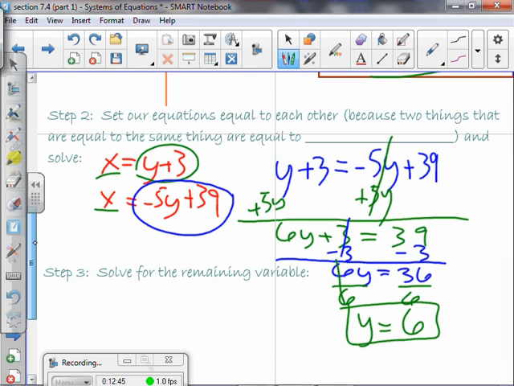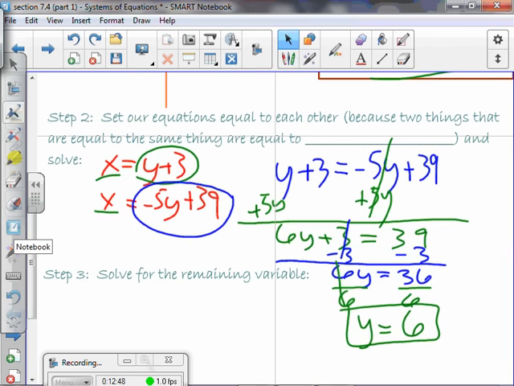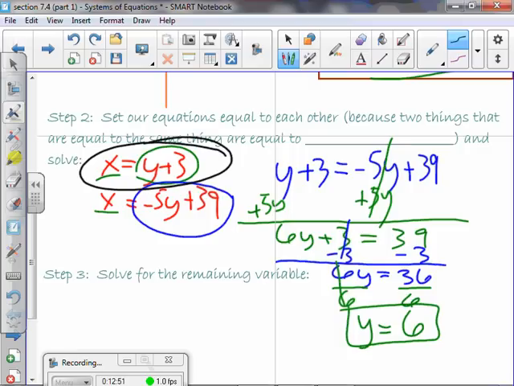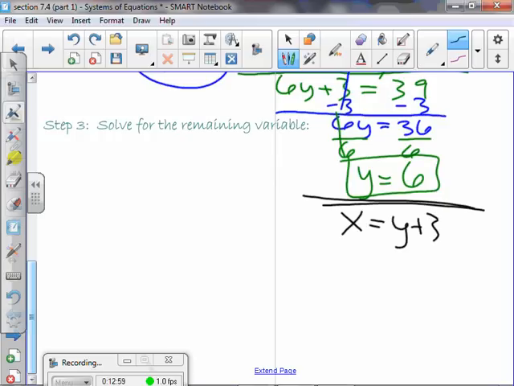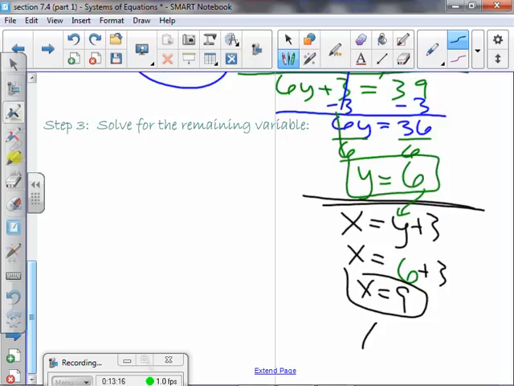What I want to do is find the simpler equation. There's no doubt in my mind that it's this one here. x equals y plus 3. I will take that equation, x equals y plus 3, and figure out what x is because I already know what y is. y is 6, so it's going to go right there. x equals 6 plus 3, x equals 9. I am done. I'm going to write it in coordinate notation, 9, 6. There's my answer, and I have solved.